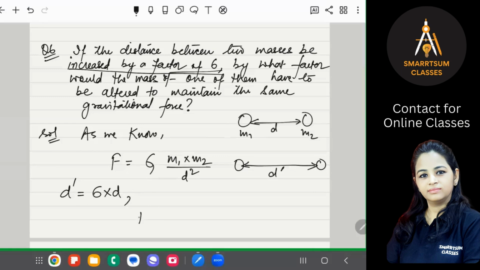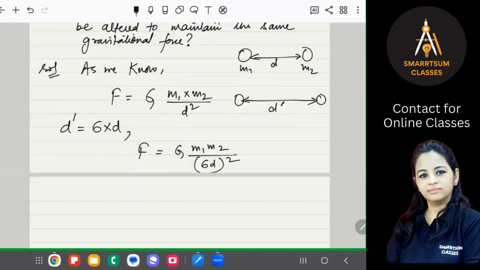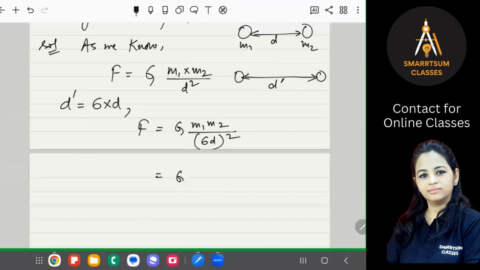So if we put this value, F is equal to G M1, M2 upon 6D whole square. So instead of D square, we need to write 6D whole square. That will become G M1, M2 upon 36D square. Is that clear? What will be the new force? It is decreased by 36. Suppose this is F dash.